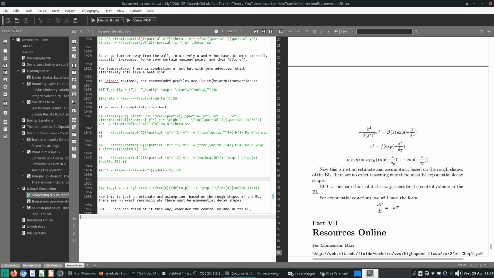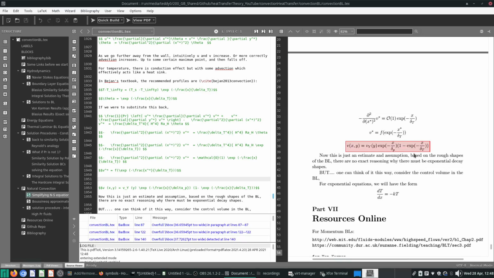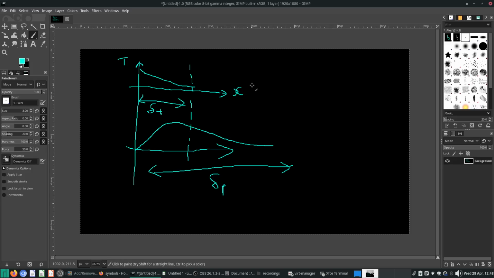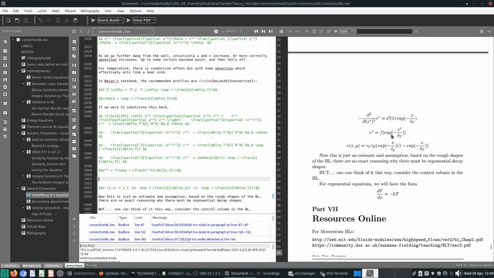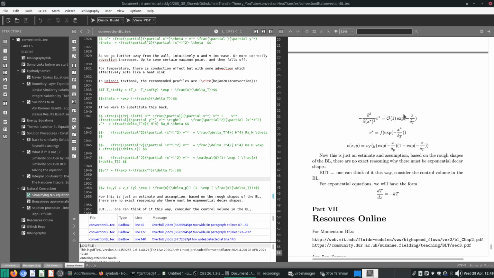Okay, so how does this work? There will be exponential increase in boundary layer thickness, or in v. So this is v. So there'll be an increase in v, but then it'll start to drop off. Where does it drop off? It will start dropping off once the thermal boundary layer ends. Okay, and we already had a clue before.